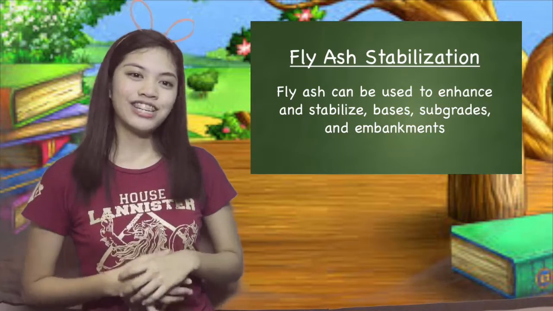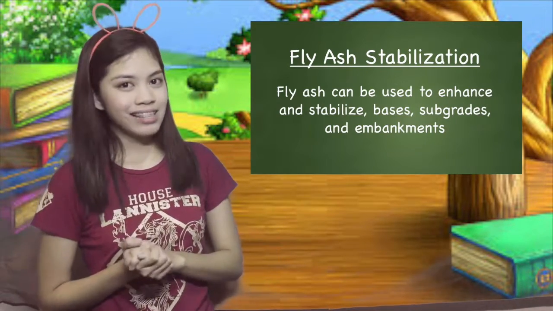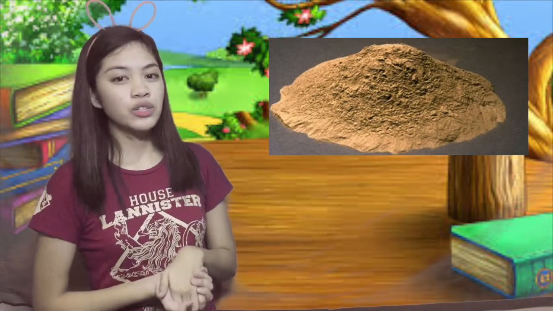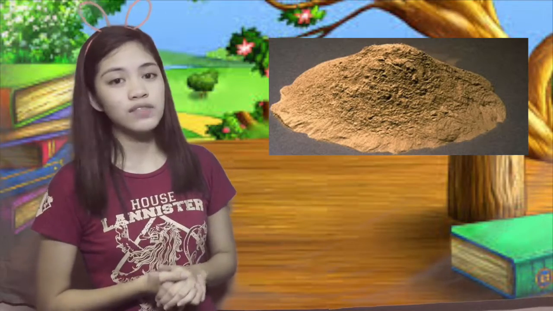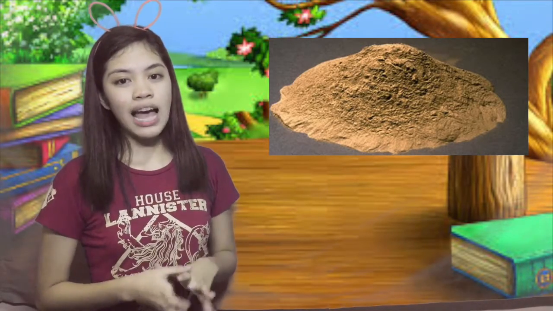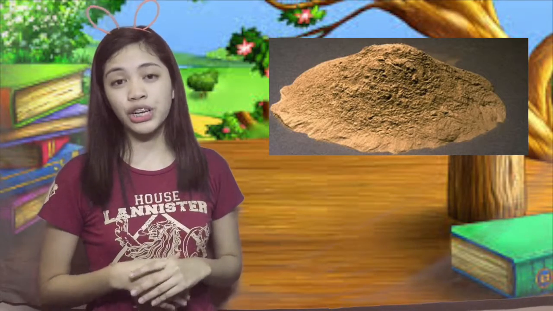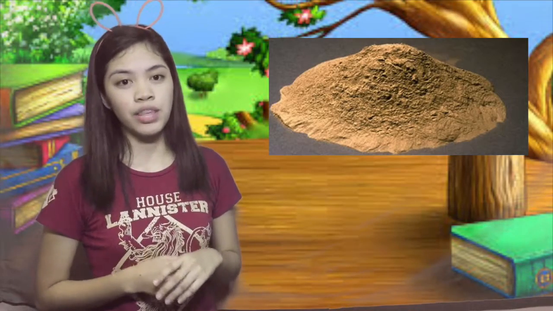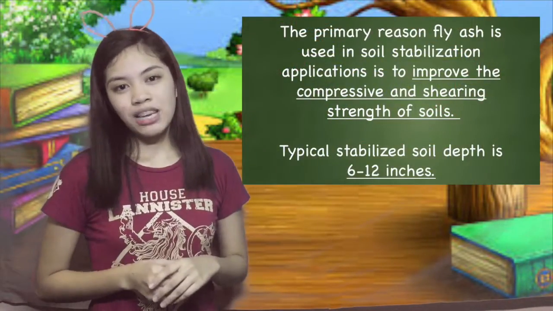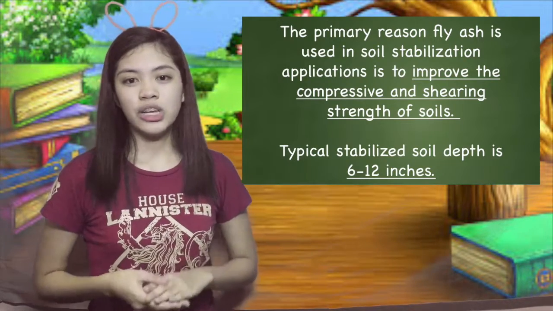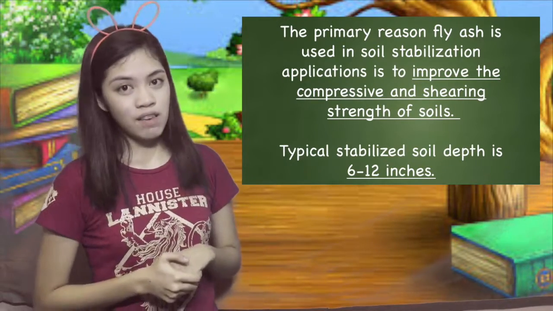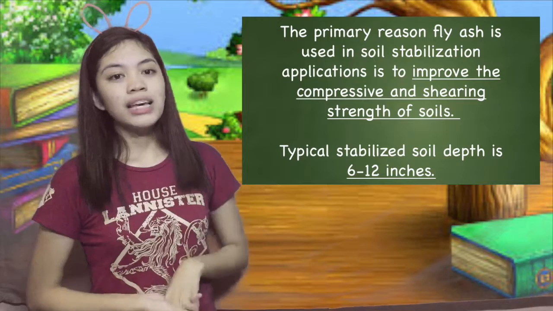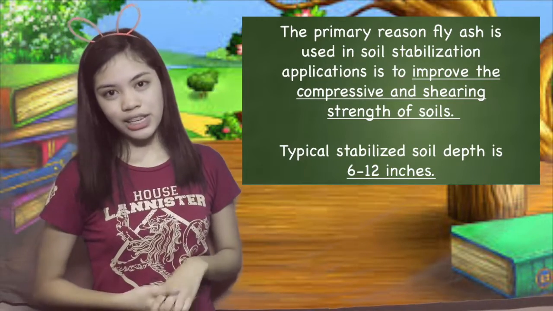Fly ash stabilization. Fly ash can be used to enhance and stabilize bases, subgrades, and embankments, and to control shrink or swell properties of expansive soils. Fly ash can also be used as a drying agent to reduce soil moisture contents, to permit compaction and avoid delays in construction during periods of wet weather. The primary reason fly ash is used in soil stabilization applications is to improve the compressive and shearing strength of soils. Typically, stabilized soil has a depth of 6 to 12 inches.